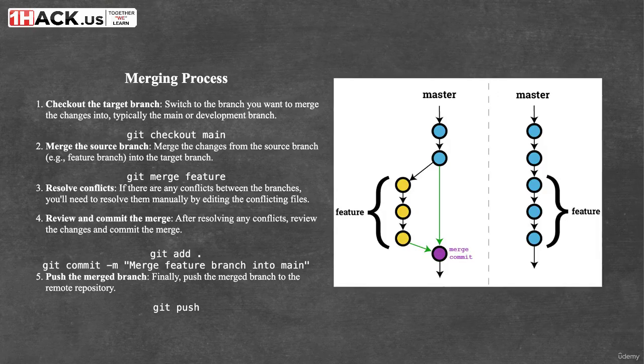If there are any conflicts between the branches, you'll need to resolve them manually by editing the conflicting files. This involves reviewing the changes and deciding which version of the code to keep. After resolving any conflicts, you'll review the changes and commit the merge using the git add and git commit commands. Finally, you'll push the merged branch to the remote repository using the git push command, making the changes available to the rest of the team.